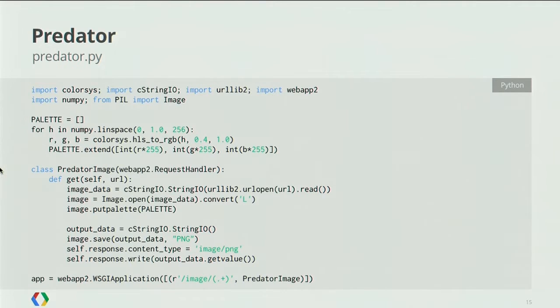And then if you look in the get handler for the request, I take a URL, which is all the stuff that comes after image in the URL scheme. I load it using the Python urllib. I open the image I've downloaded, convert it into grayscale, replace the palette, convert it into PNG, and output it. And that's 21 lines of code that can be yours for $50 million.